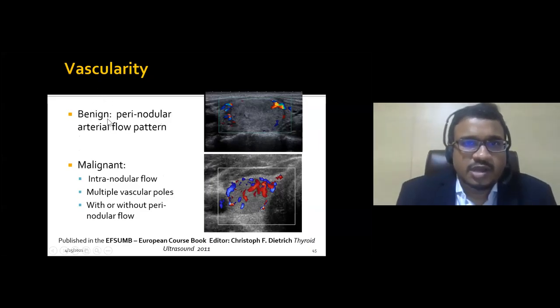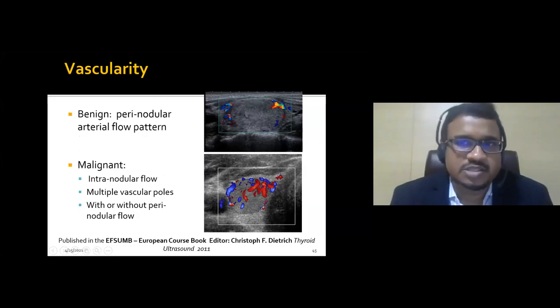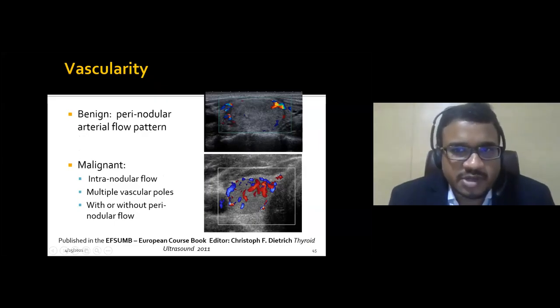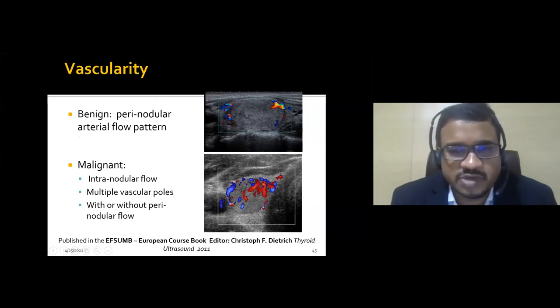In a benign nodule, here you can see this is a benign nodule, and the vascularity is peripheral or perinodular. Perinodular vascularity is usually considered benign, whereas in a malignant nodule, the vascularity is intranodular, which is more significant. They can have it with or without perinodular vascularity. As described earlier with the halo, even the vascularity doesn't have high sensitivity or specificity in predicting malignancies, but by and large, it is very useful.